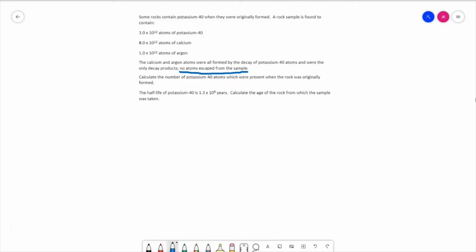So when we look at that then, the total number of atoms that we have in this grid here is 3 times 10 to the 12 plus 8 times 10 to the 12 plus 1 times 10 to the 12. That gives us 12 times 10 to the 12. Now I know that strictly that's not exactly how we should write standard form, I'm aware of that, but you'll see why I'm trying to make this point in a moment.